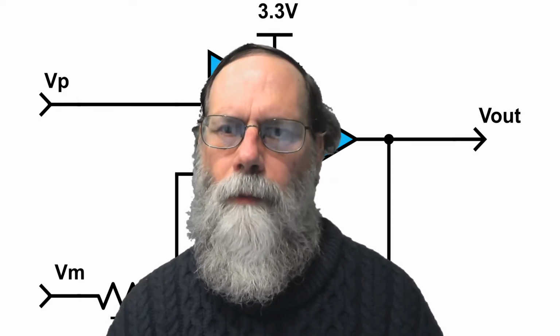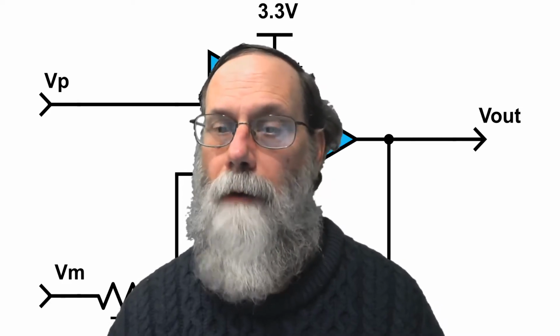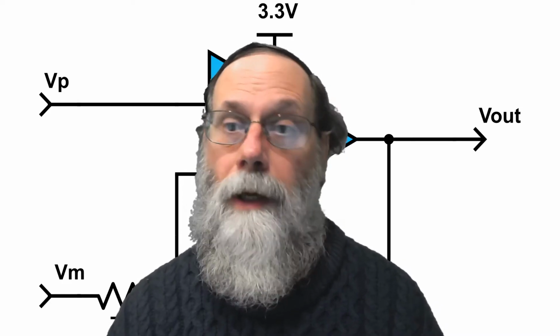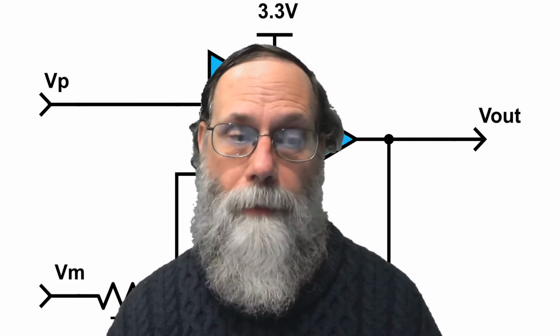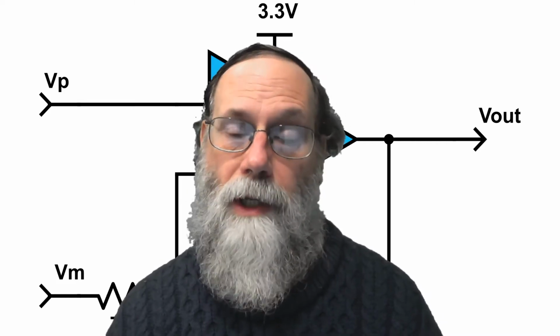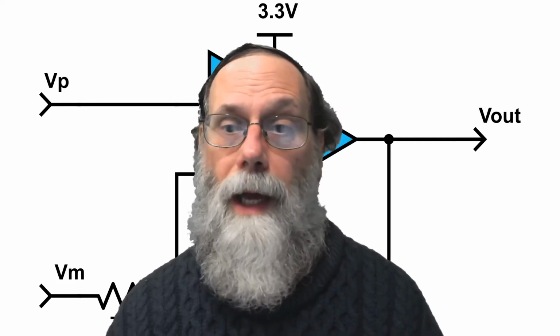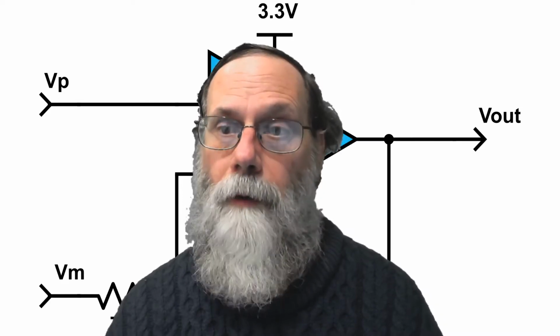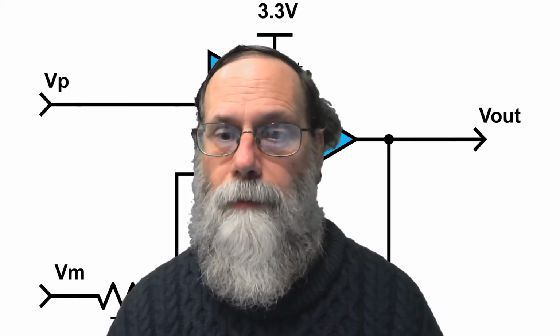This video gives examples of negative feedback amplifiers, including the unity gain buffer. It corresponds to sections 19.2 and 19.3 of the Applied Analog Electronics textbook. Let's start out with a specific design problem.